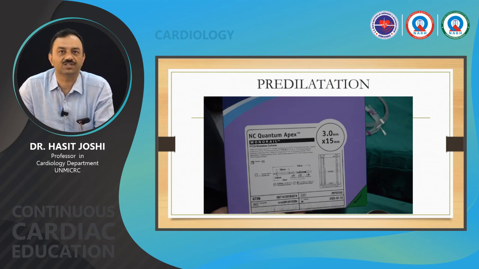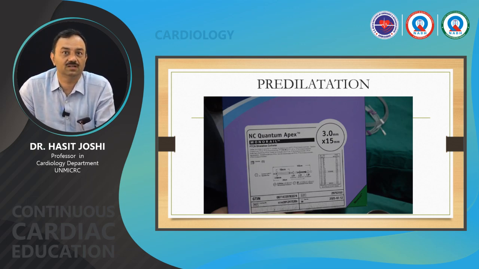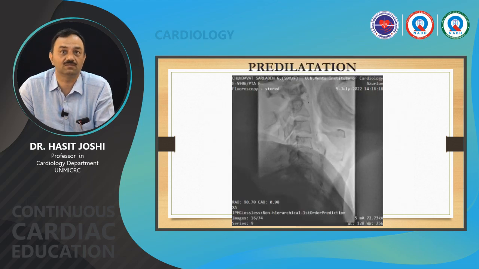Then pre-dilatation. Pre-dilatation is usually done with 3 or 4. Larger the balloon, better the result, because during pre-dilatation chances of emboli are less. The maximum chances of embolization are during post-dilatation. This is pre-dilatation with 3 by 15 balloon at 10 atmospheres.